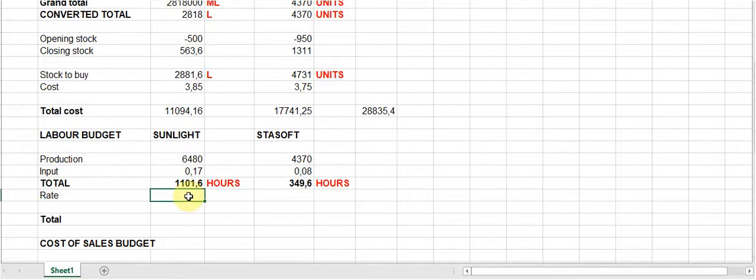So I'm going to say for Sunlight, the price used to be 25 Rand per hour, but I have to increase it by 10%, times 1.1. I have to go and look at my rate for the Stasoft, which was 35 Rand, and it needs to be increased by 10% as well. And then if I want the total cost, it will be the hours times the rate per hour.